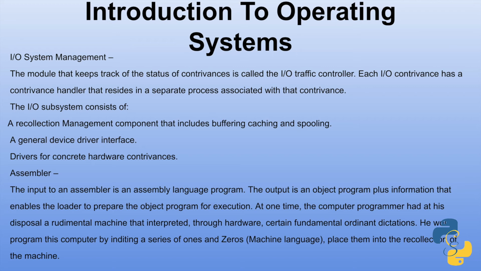So the input-output subsystem consists of a recollection management component that includes buffering, caching, and spooling, a general device driver interface, drivers for concrete hardware contrivances. And then there's an assembler. The input to an assembler is an assembly language program. The output is an object program plus information that enables the loader to prepare the object program for execution. At one time, the computer programmer had at his disposal a rudimental machine that interpreted through hardware certain fundamental ordinate dictations. He would program this computer by inditing a series of ones and zeros, which is machine language, and place them into the recollection of the machine.